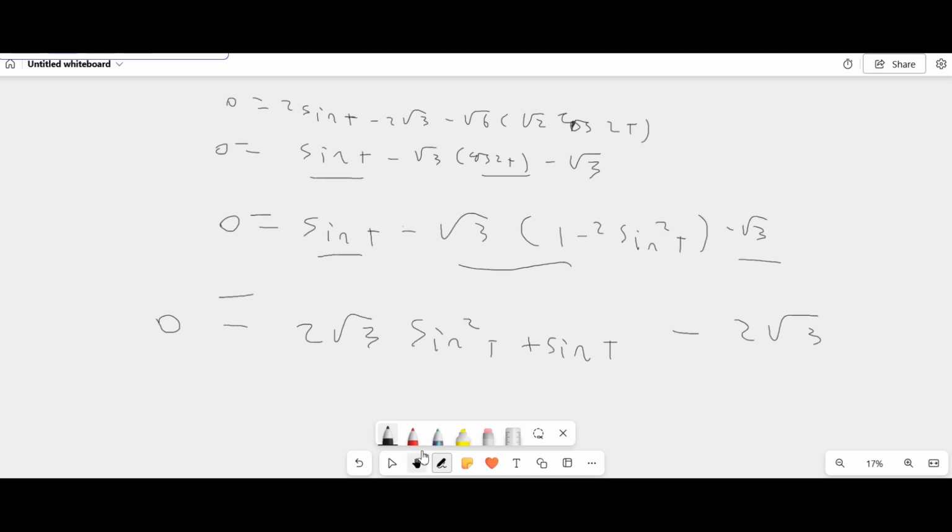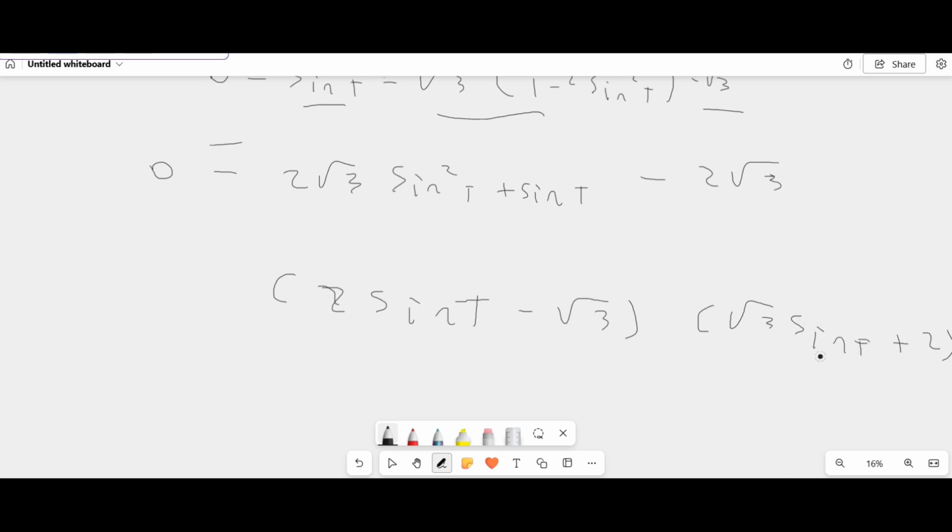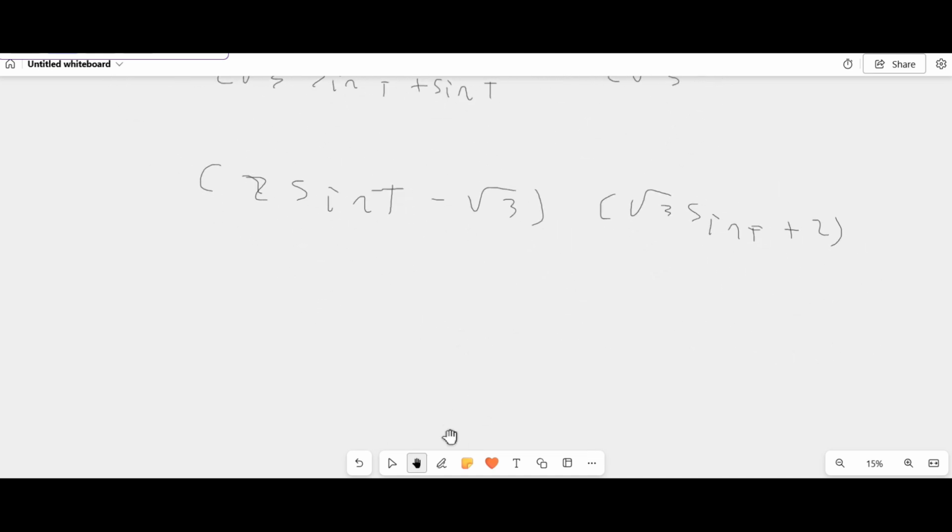Alright, calm. Now you can use your calculator, just imagine sine is x, so write 2 root 3 x squared plus x minus 2 root 3. And you're going to find that the brackets are going to be 2 sine t minus root 3, and then root 3 sine t plus 2. Alright, cool. Therefore, sine t is going to be equal to root 3 over 2, and sine t is going to be equal to negative 2 over root 3.